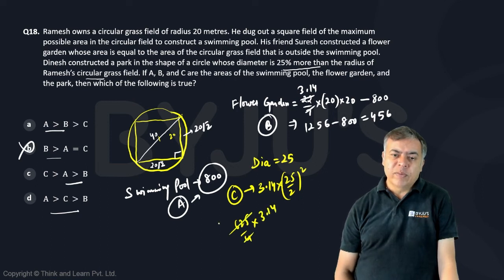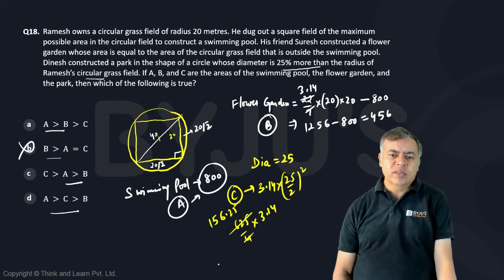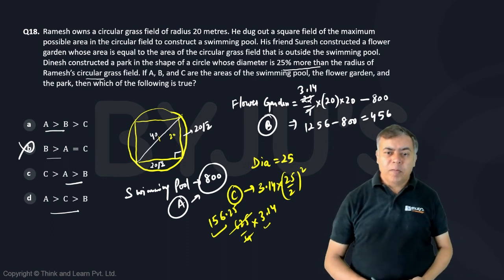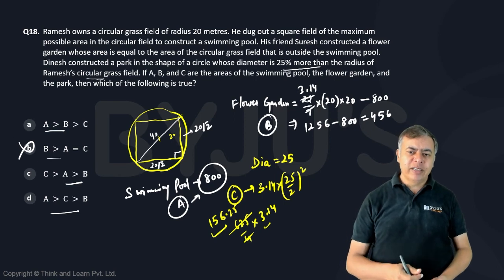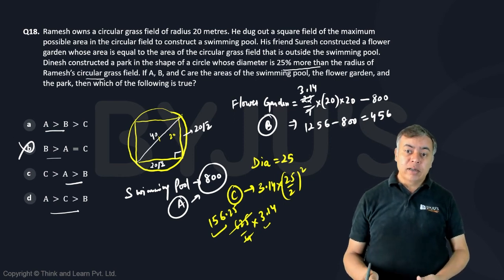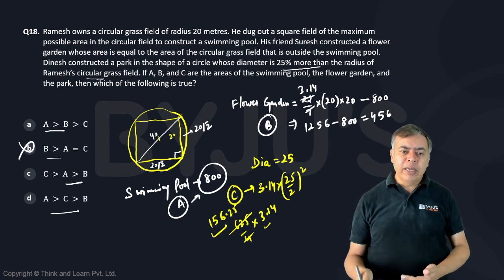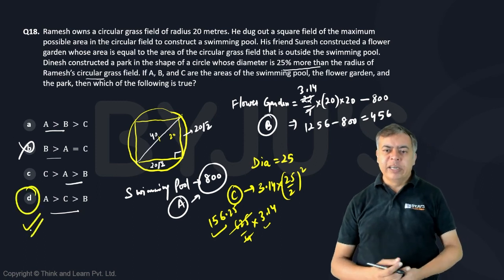Okay, and this will become 625 by 4, which is 156.25. Now 156 into 3 will definitely be more than 456 but less than 800. This is going to be more than B but less than A. So C will be more than B but less than A. I think this should be the correct answer. D option should be the correct answer.